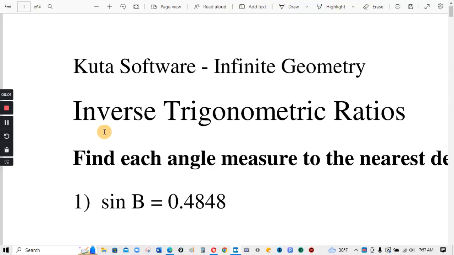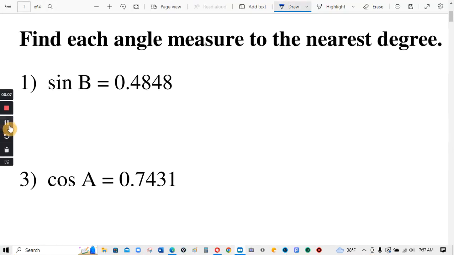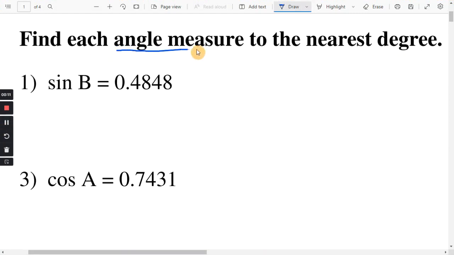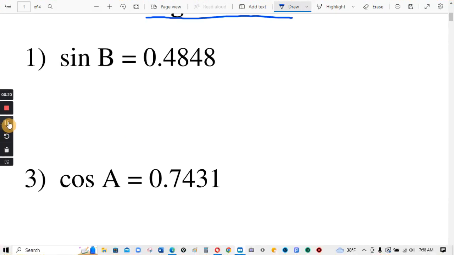This will be for the Kuta Software worksheet, inverse trigonometric ratios. They want us to find each angle measurement to the nearest degree, so we'll probably have to round off. All right, let's look at number 1.